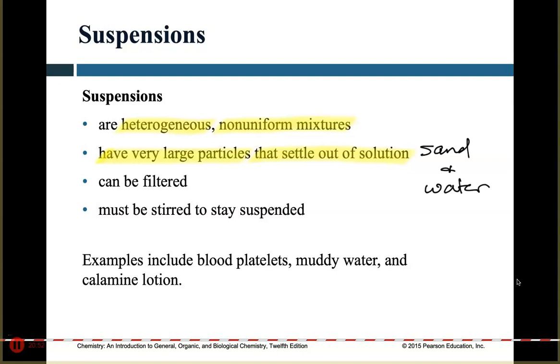Oh, salad dressing, right? Again, we can filter out a suspension because it's going to be caught by even something as simple as a coffee cup filter. And it must be stirred to stay suspended. So it's the same idea with sand and water.